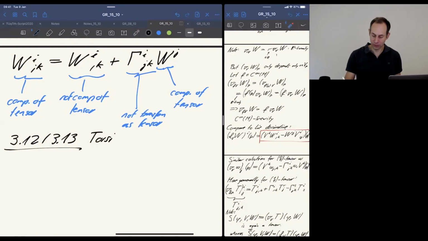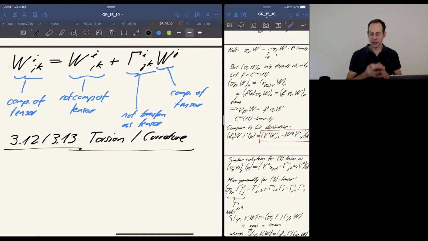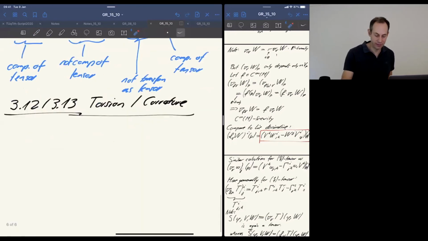One will be called torsion and the other will be called curvature. And you should really now think of them exactly in the way I motivated it now, namely that both the torsion and the curvature are notions that extract the relevant geometric information from this object and put it in the form of a tensor so that it's basis independent. So let me immediately define these things.